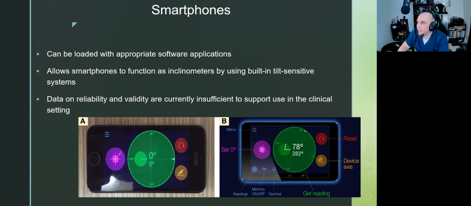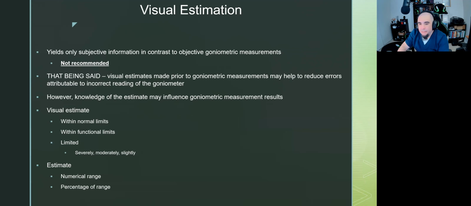But unfortunately, right now, the reliability and the validity of these devices is rather insufficient. We haven't tested them a lot in the clinical setting. So we don't have a lot of data on how accurate these range of motions are with the smartphone apps. And then visual estimation yields only subjective information in contrast to objective goniometric measurements.